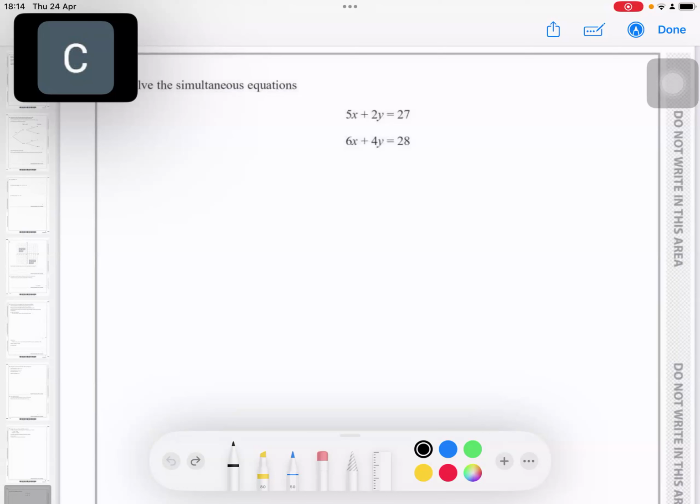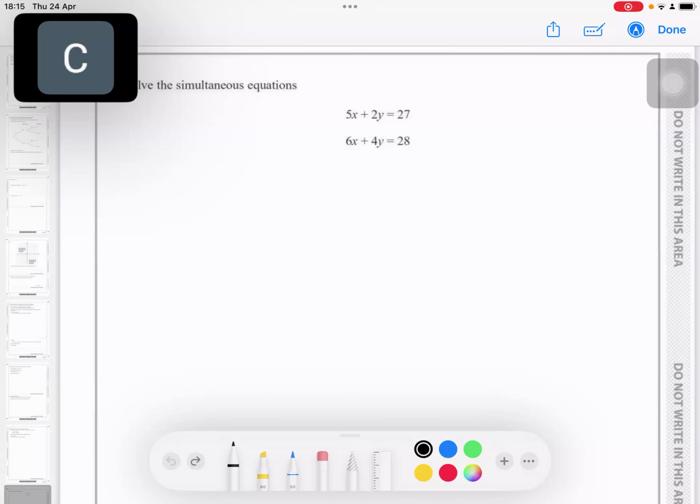Okay, so this is what we're going to do. Now, there are different methods for solving simultaneous equations. The two methods that stand out are the substitution method and the elimination method. I usually favor the elimination method, so I'm going to see if I can do a blend of both methods.